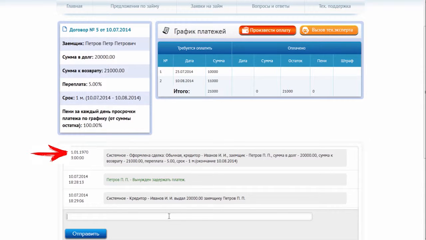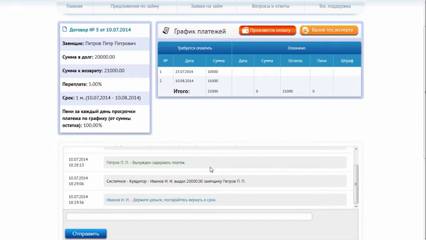Here we can see some system messages. These messages give us the understanding of how our deal is being run. Also, it is here that the lender and the borrower can communicate. It is also important that if something goes wrong, the technical support agent can interfere in the course of the deal. Thanks to the system messages, it will be clear who is not right and why.